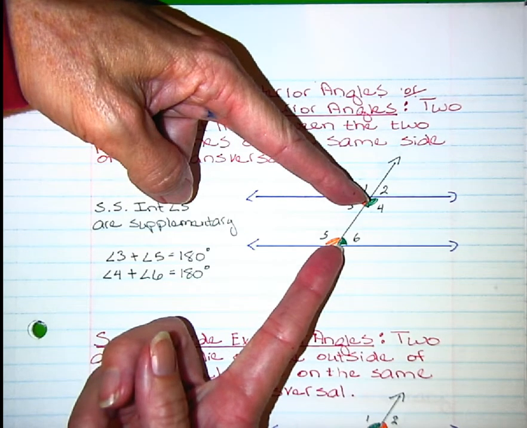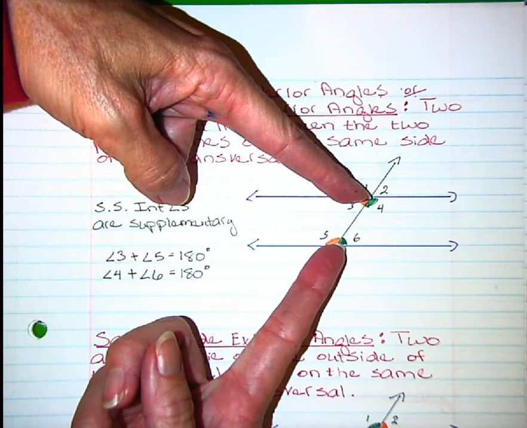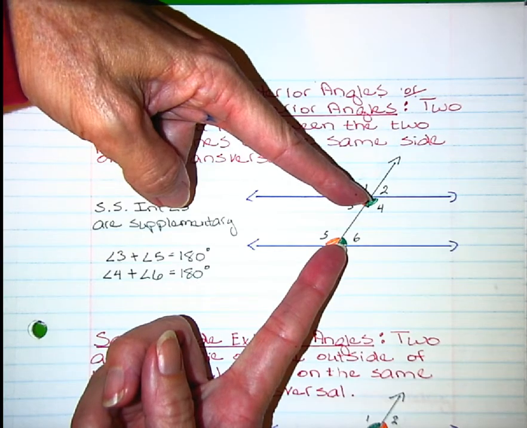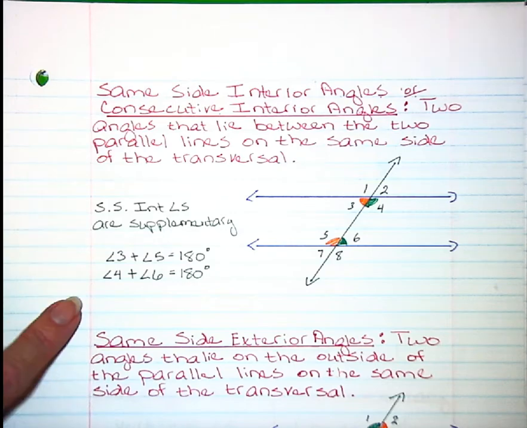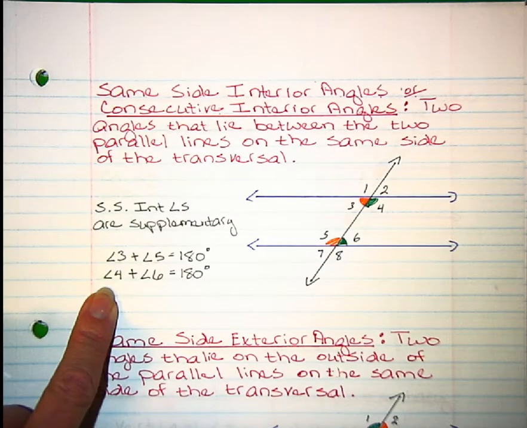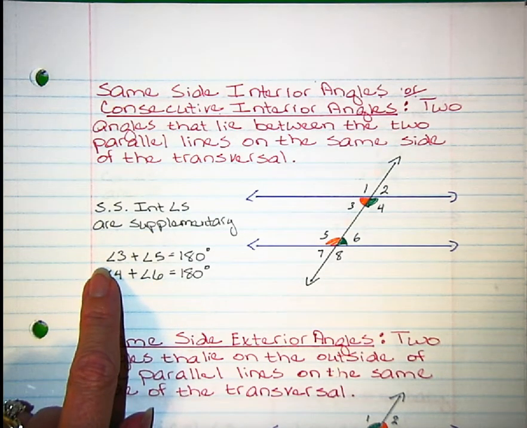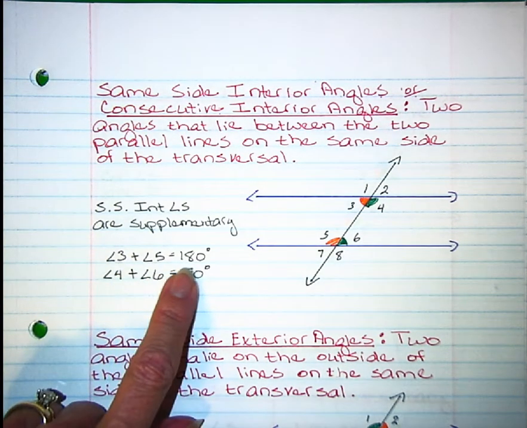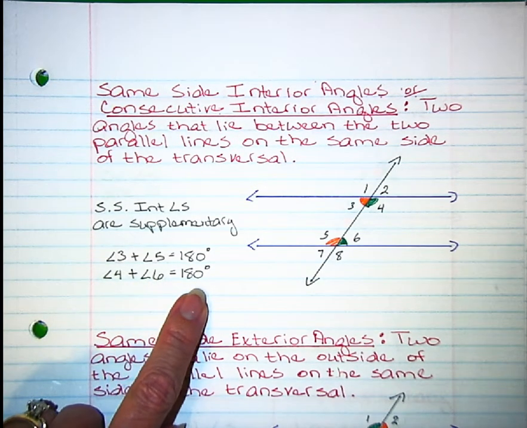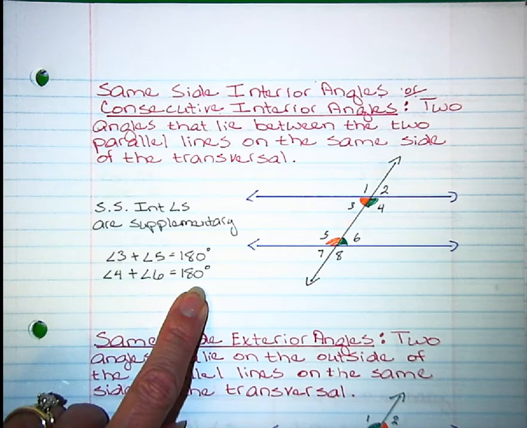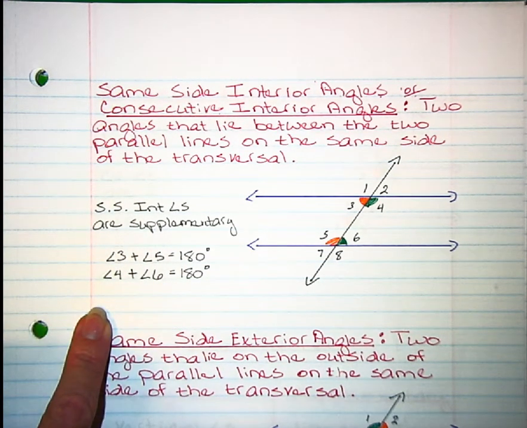4 and 6 are on the same side of the transversal. They're both on the right side and they're both in between the parallel lines. So 4 and 6 are also same side interior angles. What you need to make sure that you remember is that same side interior angles are supplementary. So I should be able to add angle 3 plus angle 5, and that equals 180 degrees. Angle 4 plus angle 6 also equals 180 degrees. All right, so remember, same side interior angles are supplementary.